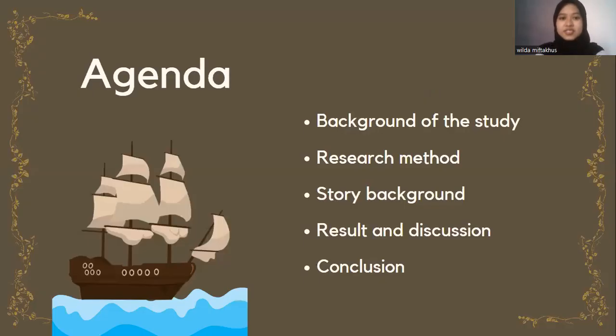And here is the agenda slide. We will talk about 5 parts regarding the topic. First is the background of the study, second research method, third story background, fourth result and discussion, and last is conclusion.